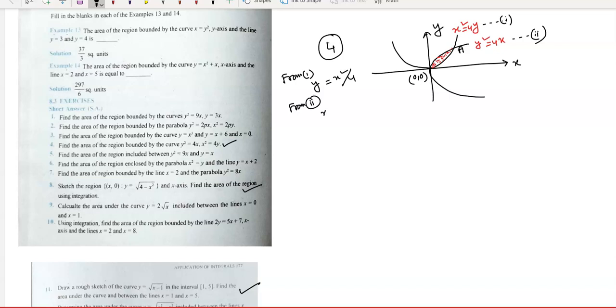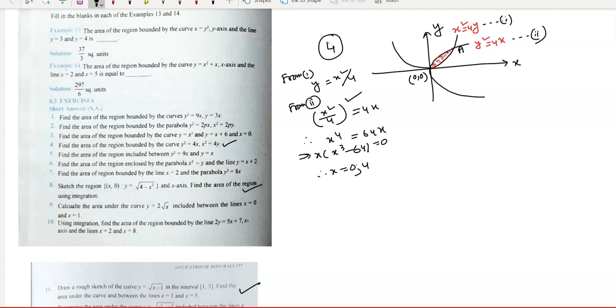From 2, x square by 4 whole square equal to 4x. X to the power 4 equal to 64x. x into (x cube minus 64) equals 0. We are getting x = 0 and 4.